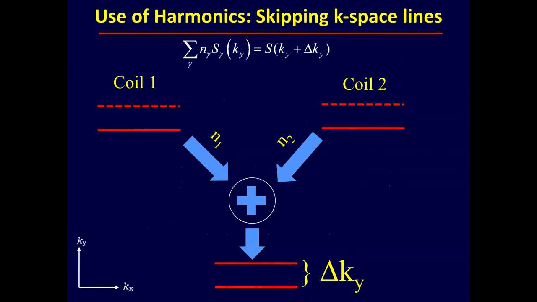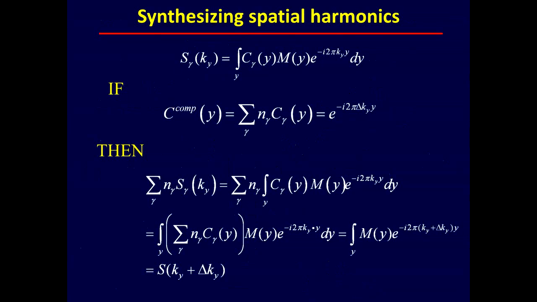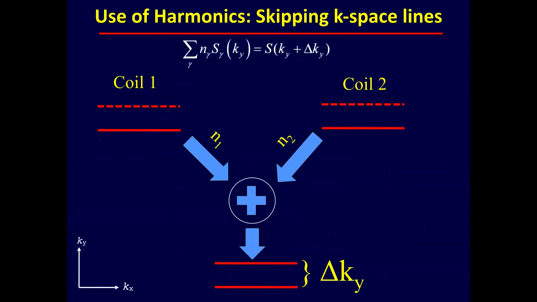And the distance here is delta KY, okay? That delta KY is really determined by this delta KY here. I know it's a lot of math, but I think it's very important for you to understand this, as this is really the essence of k-space-based parallel imaging methods.